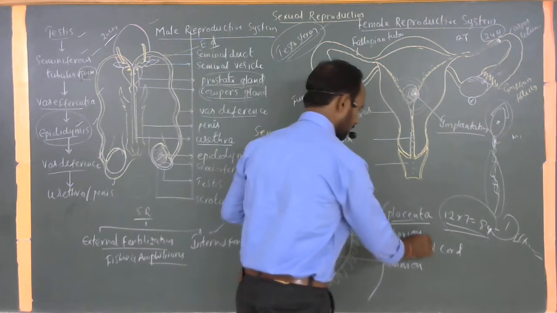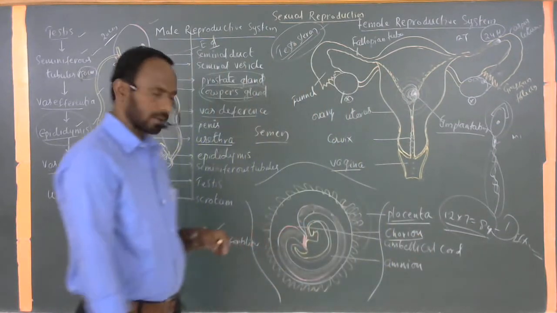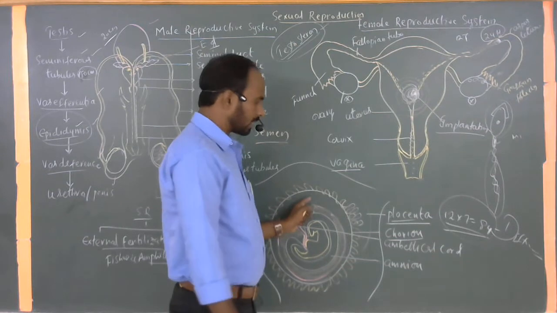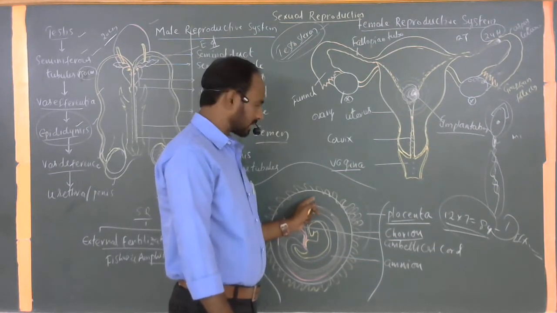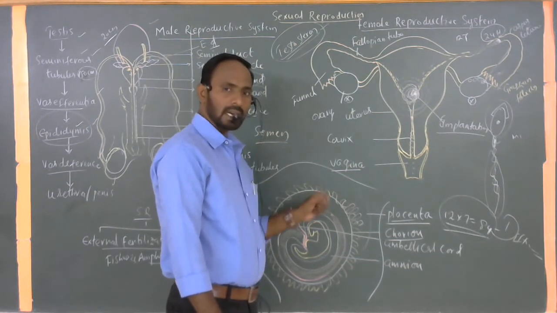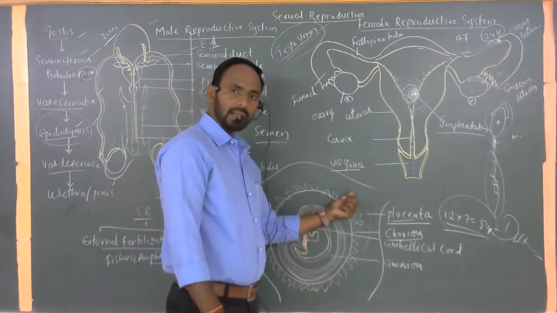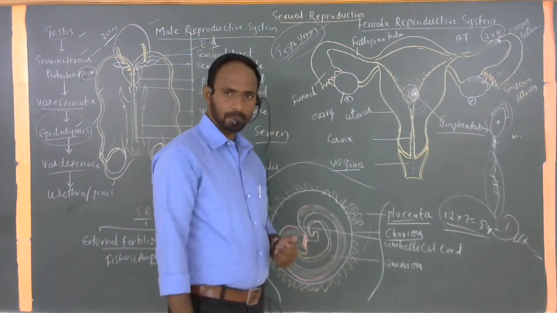Next one, chorion. The second layer is commonly called the chorion, soon after the placenta. This also gives important structures which are useful for transporting materials from the mother's uterine wall to the baby.